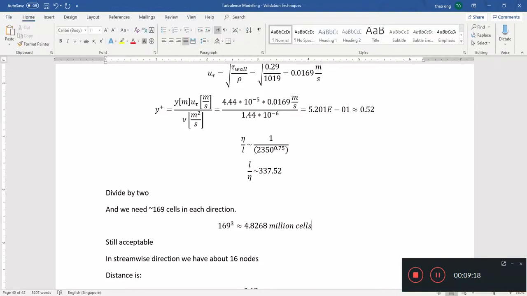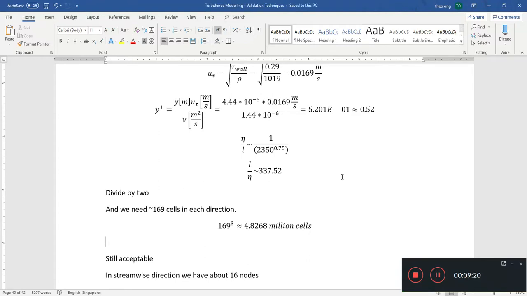This is still more manageable than what we had initially, but this is really the upper cap. You can't go much more than this in terms of mesh refinement. So don't do any more.